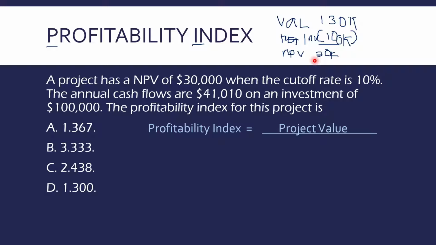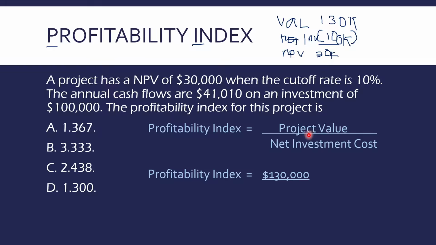In profitability index, we divide rather than deduct. The project's value, 130K, divided by the net investment cost, that's 100,000. Your profitability index is 1.3. PI, 1.3. The correct answer is D, as in dog. Okay? Correct answer is D, as in dog. So you call this the profitability index or PI.